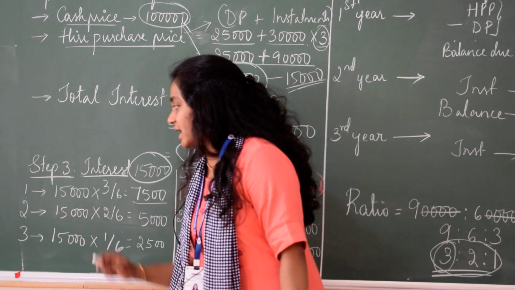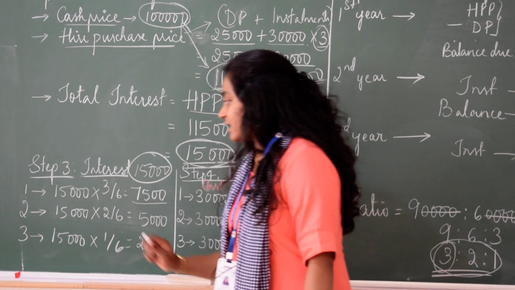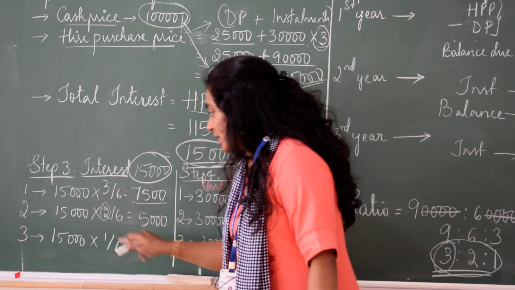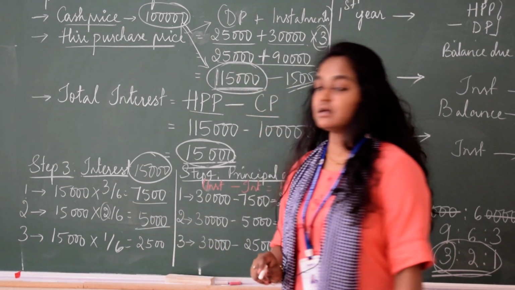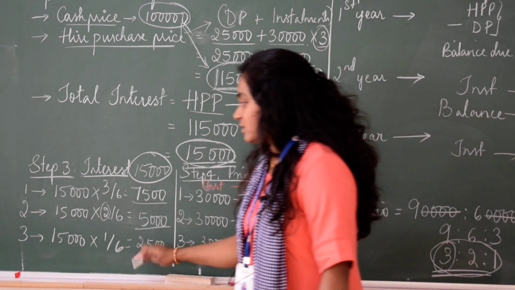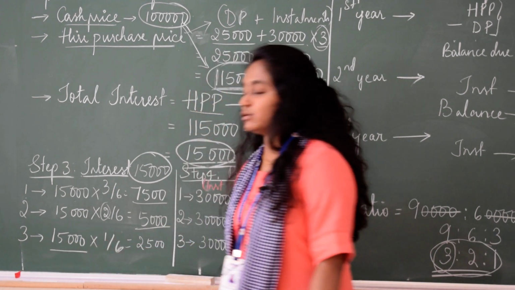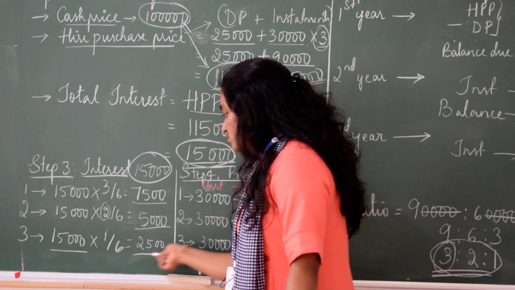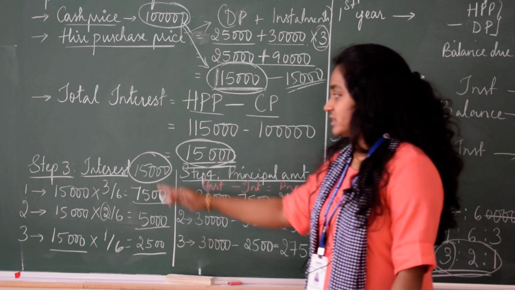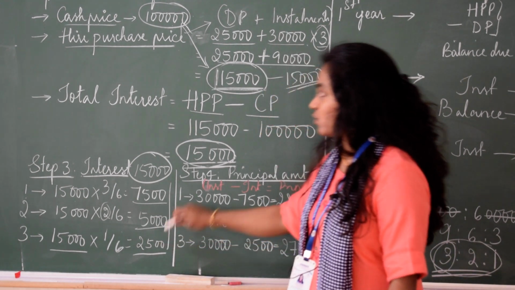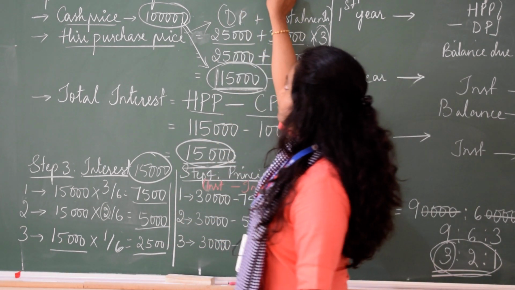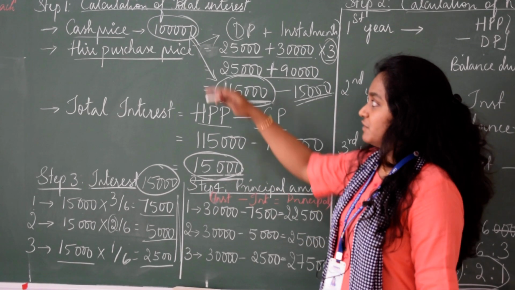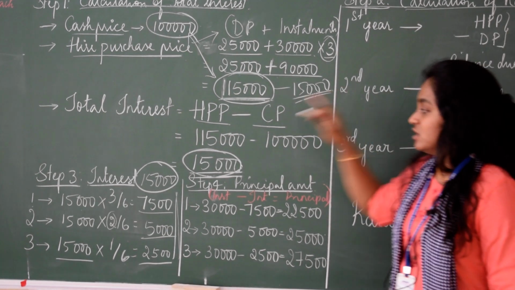Likewise, let's do it for the second year also. Same 15,000 value. Again the ratio was 3:2:1. So second year I am paying 2. 2 divided by 6, you are getting 5,000 interest that you are paying in the second year. Going to the third year, again the total value is 15,000. Ratio was 1 to the whole of 6, you are getting 2,500 interest. So in the step 3, we have also calculated interest. This is what they have asked in the question. Calculate the amount of interest. So to arrive at this calculation of amount of interest, we have followed step 1 and step 2. So we have arrived at interest.